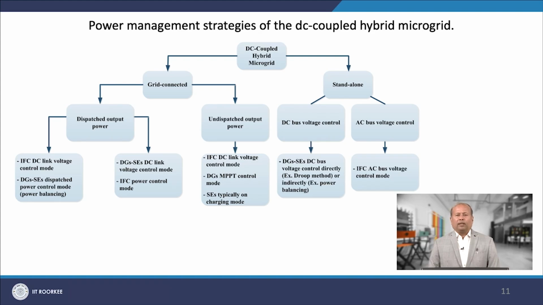While in grid connected mode, the utility or the distributed generations and energy storage holds the responsibility to maintain DC link voltage, during which the distributed generations and interlinking converters operate in power dispatch mode respectively.